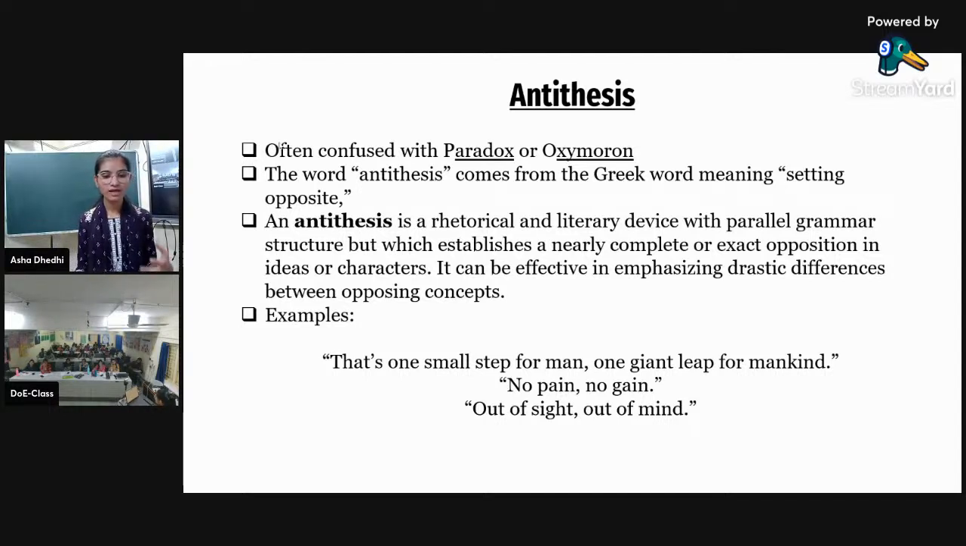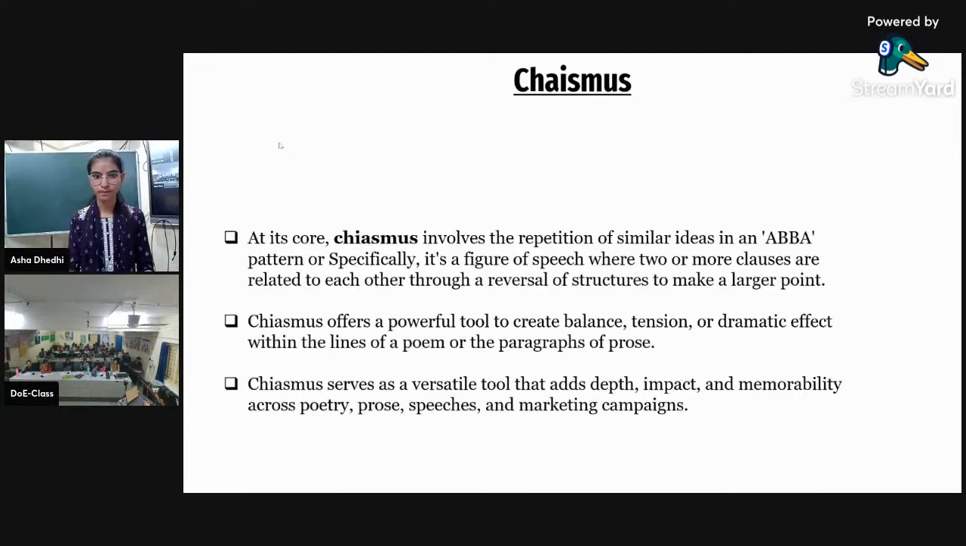An example is given: "One small step for a man, one giant leap for mankind," right? So two paradoxical ideas are given, and there is a comma also given, then it would be considered as antithesis. "No pain, no gain." Then "out of sight, out of mind." And these two paradoxical ideas are always separated by a comma. That also you have to see.